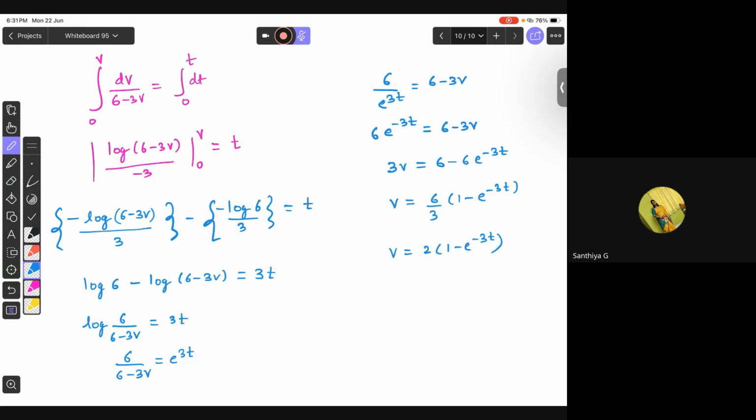So what will dv by dt be? dv by dt is the differentiation of v, that will be 6 into e power minus 3t. So tell me, is it not always positive? So what does it mean? Always increasing. If rate of change is always positive, it means always increasing. Clear, no? Clear enough?